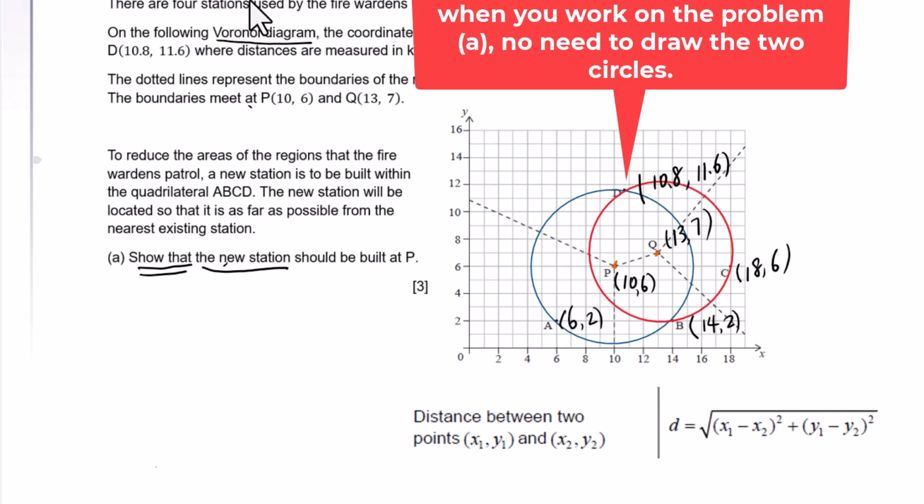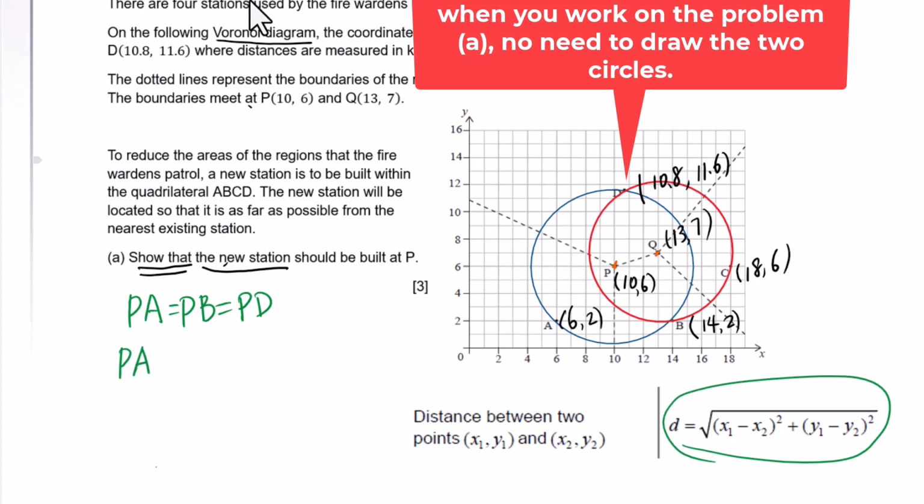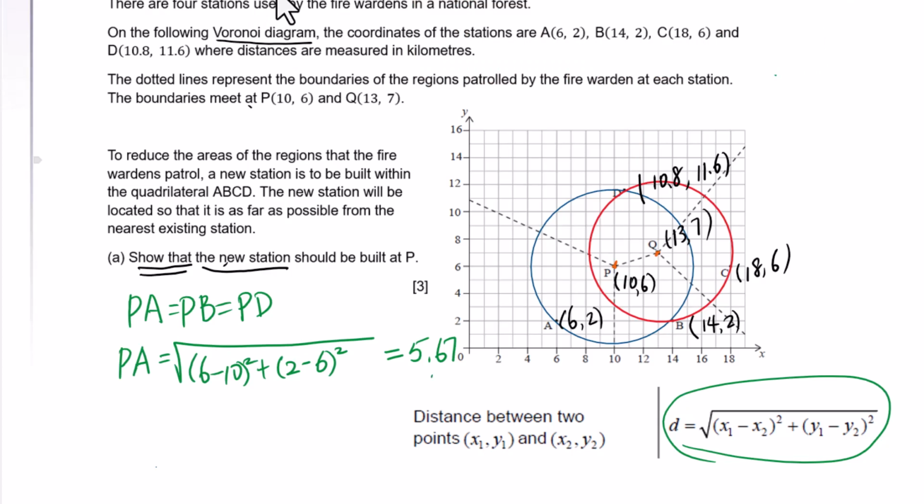In the blue circle, P is the center, PA, PD, PB are the radii, so they all equal each other. Let's work out PA equals square root of (6 minus 10) squared plus (2 minus 6) squared, equals 5.67. In the red circle, Q is the center.